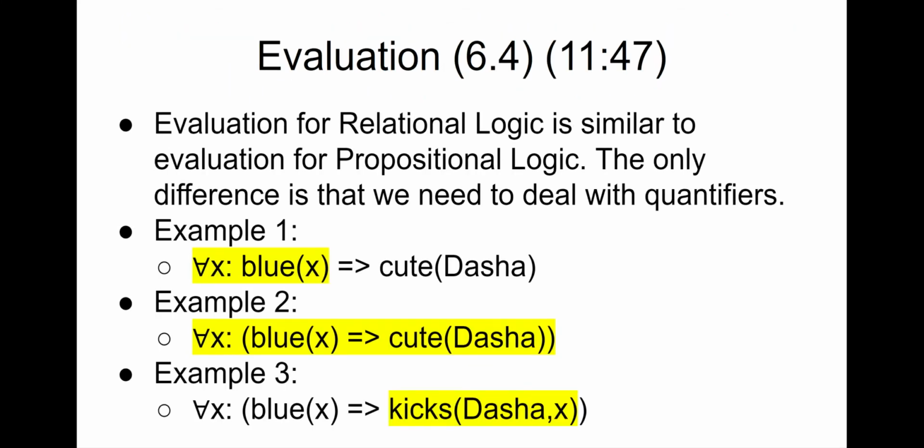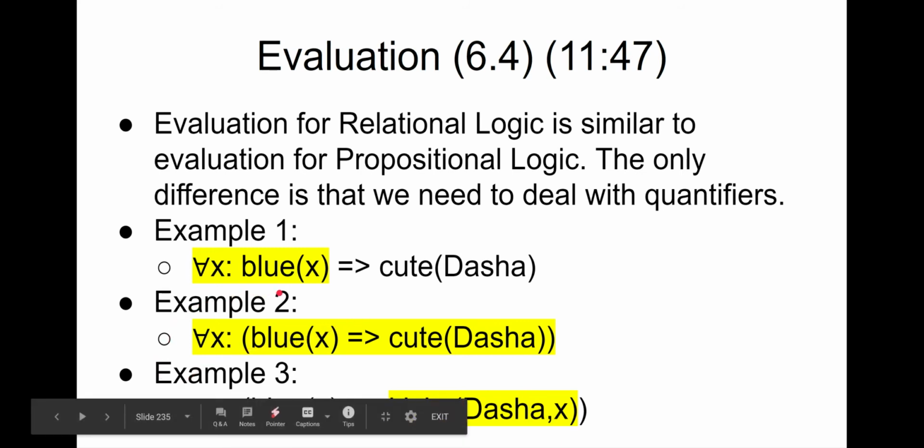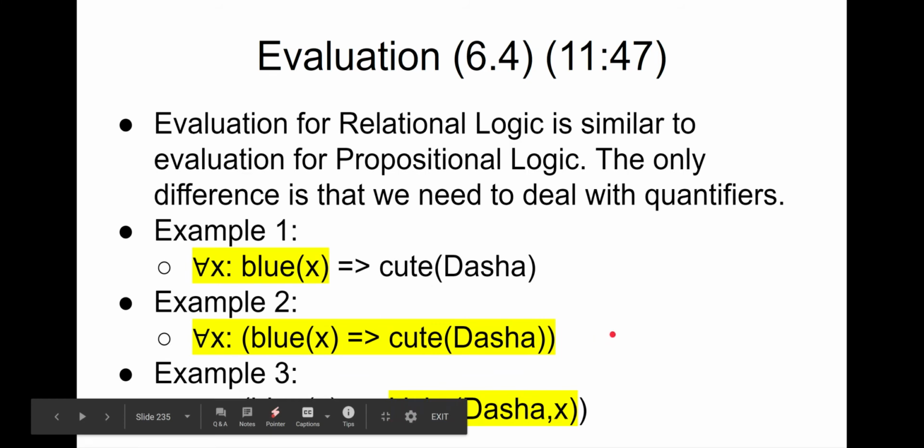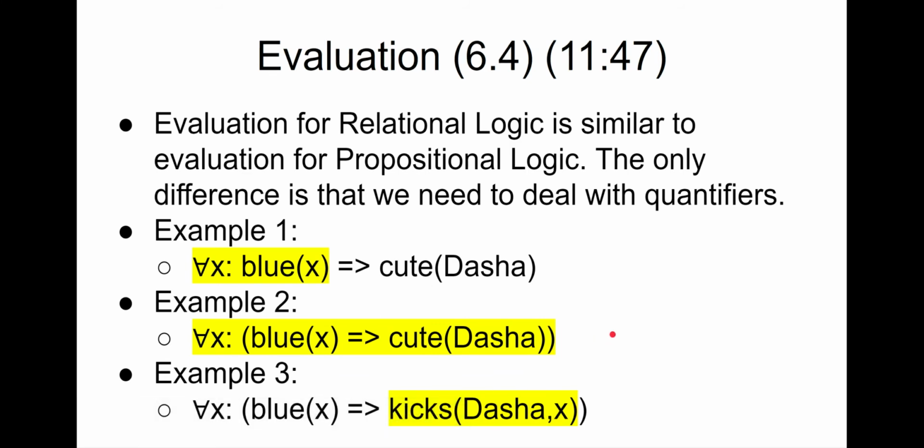So once we have a truth assignment, we can evaluate a logical sentence based on that truth assignment. And the way we do that is really the same as we do with propositional logic. But we're going to look at 6 different examples. One example, we say for all x, blue of x implies Dash is cute. Another sentence is going to look almost identically the same, but the scope of the quantifier extends because of this parentheses to include the right-hand side of the implication operator. Another case where we use a binary relation on the right-hand side of the implication operator.